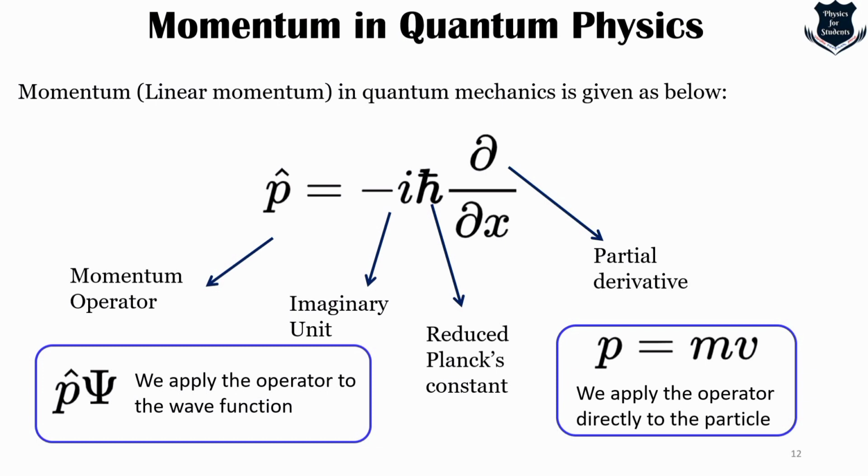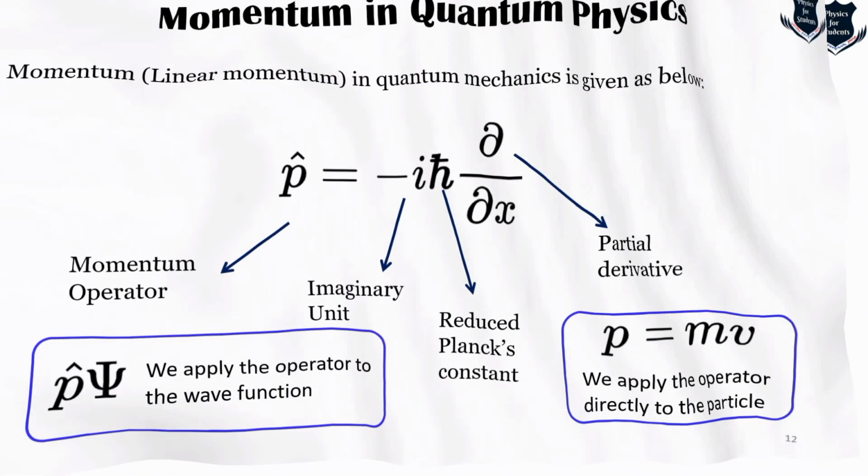So calculating momentum in quantum physics is not very straightforward, where you calculate a mass and multiply it by the velocity and you get it. What you need to do is apply a kind of momentum operator to the wave function, calculate it with the derivative, and get that imaginary unit also up your sleeve.